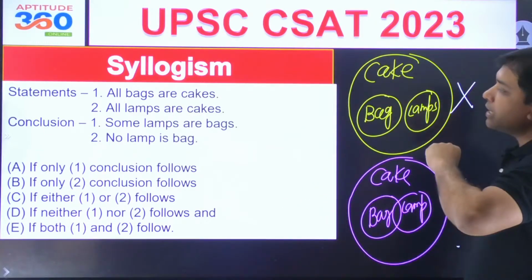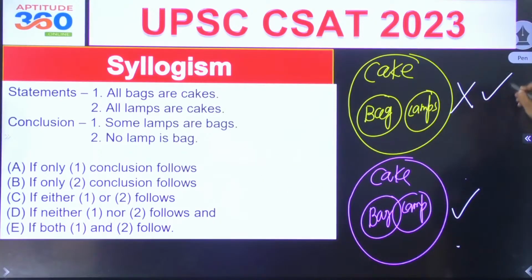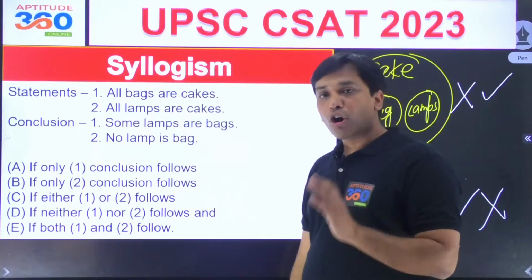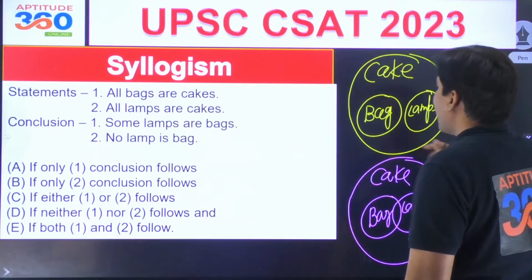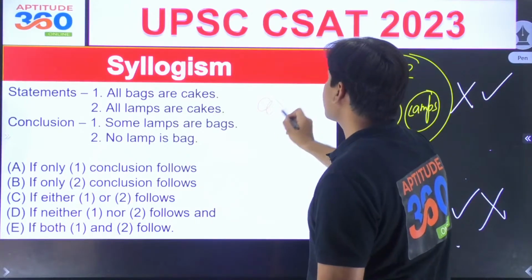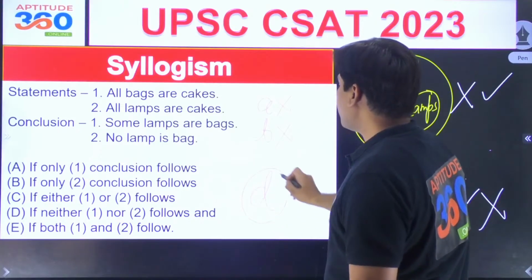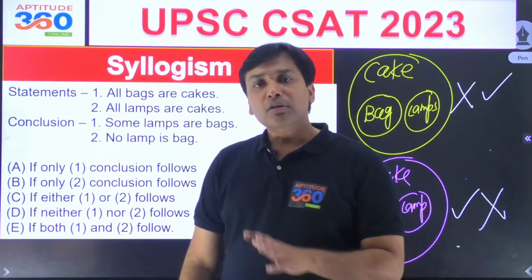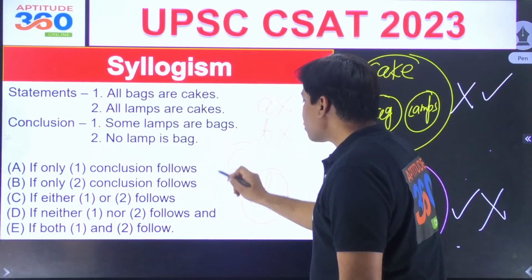And what is the second conclusion? No lamp is bag. It is true here, but it is not true here. So B is also gone. So how do we go about our options? जैसे अगर मेरा ऑप्शन A गलत हो गया और मेरा ऑप्शन B भी गलत हो गया, तो मेजरली व्हाट इज दैट आई गो फॉर? We go for option number D, which is none of them are true. But then before you go for D, what is that you should do? You should check for C.